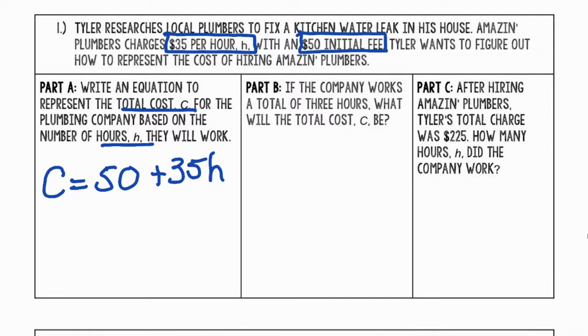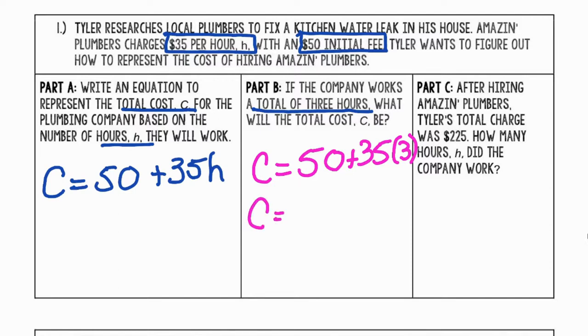If the company works a total of 3 hours, so now they're telling us they're working 3 hours, what will the cost C be? They're asking us to find C this time. So what is the cost C going to be? Well, we know it equals $50 plus 35 times however many hours they worked. But didn't they tell us how many hours they were there? They said they're going to work 3 hours. So now we can plug in for our hours and solve it.